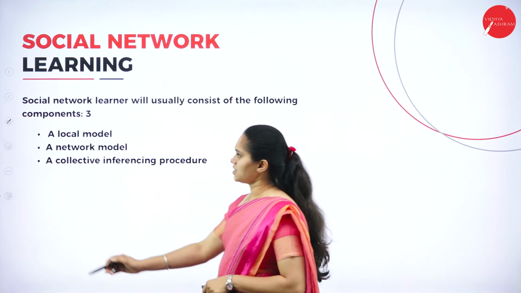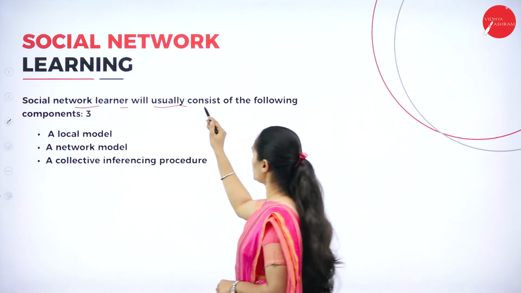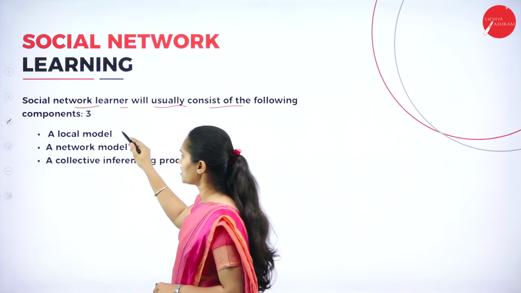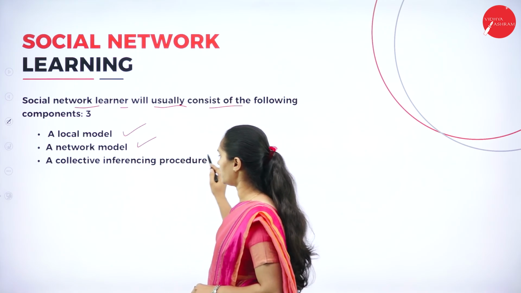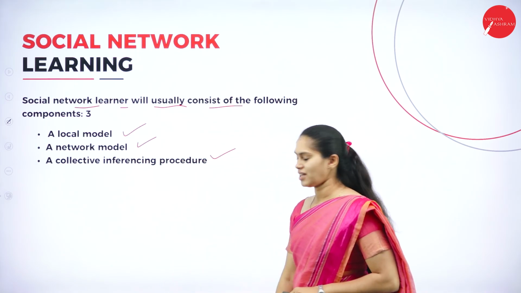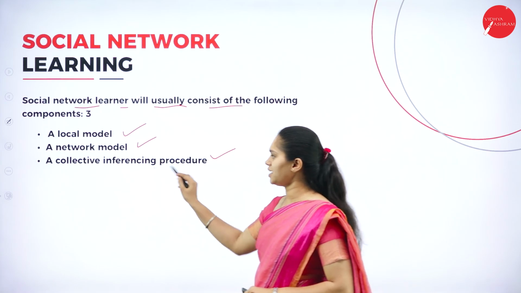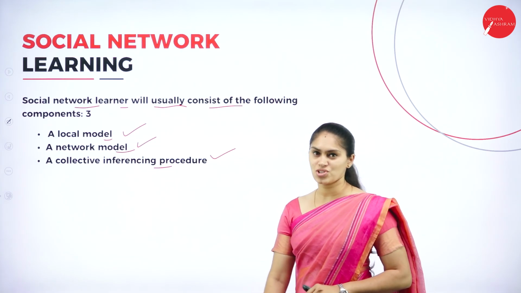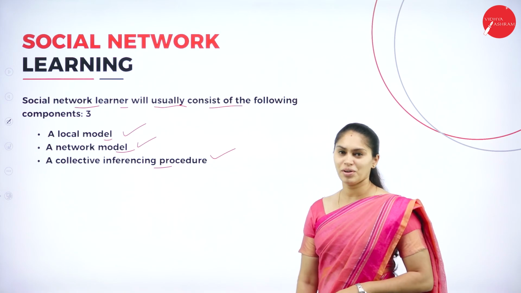Also, social network learners usually consist of the following three components: a local model, a network model, and collective inferencing procedures. These three are the elements which come under social network learning. I hope you all understood.